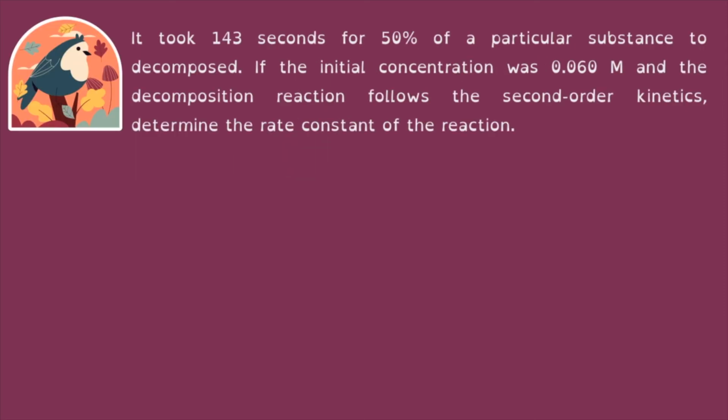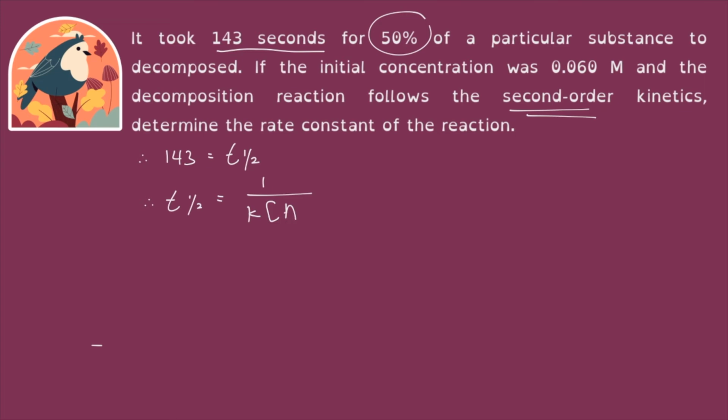Question number 3. It took 143 seconds for 50% of a particular substance to decompose. If the initial concentration was 0.060 molar and the decomposition reaction follows second order kinetics, determine the rate constant of the reaction. Alright, this is a rather straightforward question because given to you is that it took 143 seconds for 50%. So it means that this 143 is equivalent to the half-life. And it says here that it follows second order kinetics. Therefore, the half-life for second order is equivalent to 1 over K times A naught.